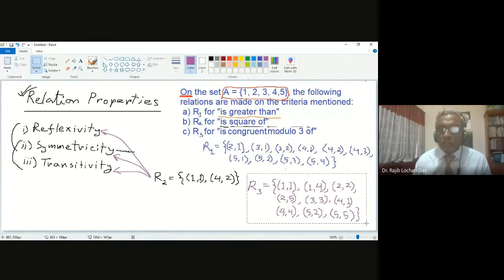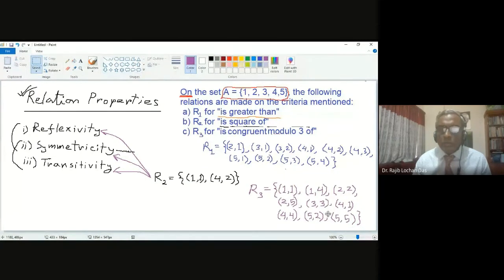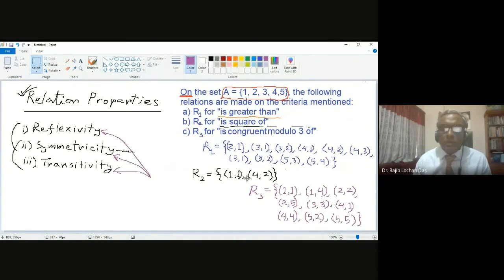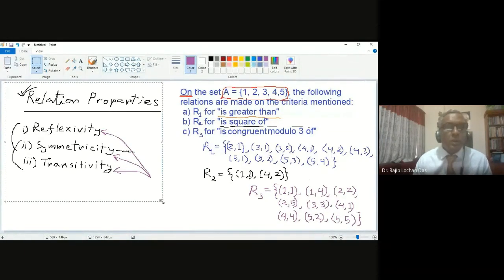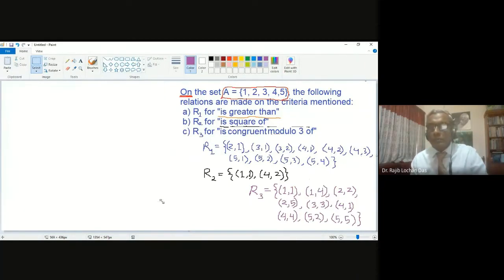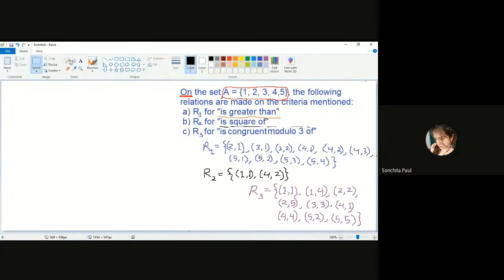Is that okay? Can I start talking about the properties now? Can I start talking about the reflexive property? Yes, sir, you can try.